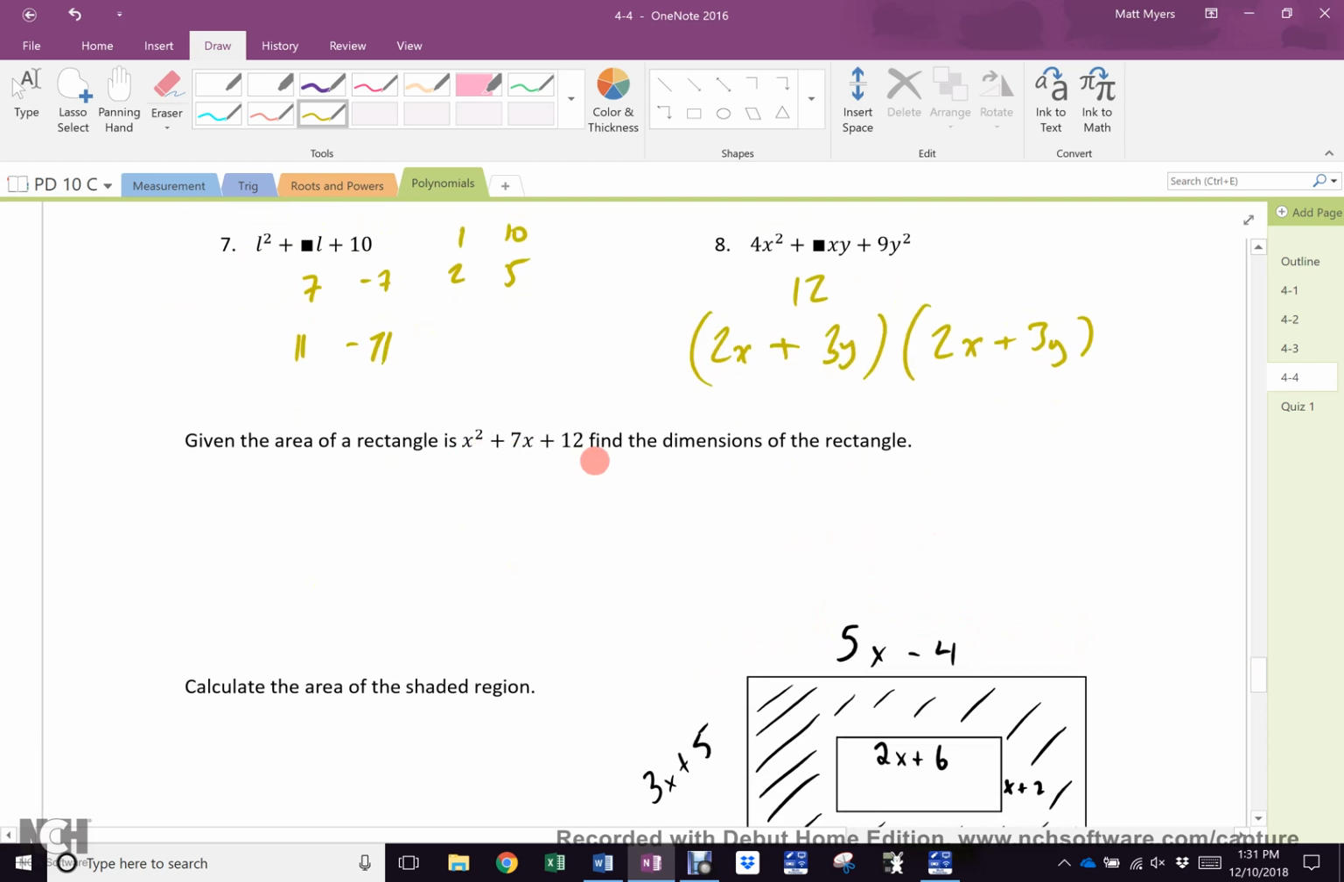Given the area of a rectangle is x squared plus 7x plus 12, what's the area of everything? Length times width, which means the w and the L are factors, yes? So if this is the middle, the factors must be on the outside, which is, of course, x plus 3 and x plus 4.